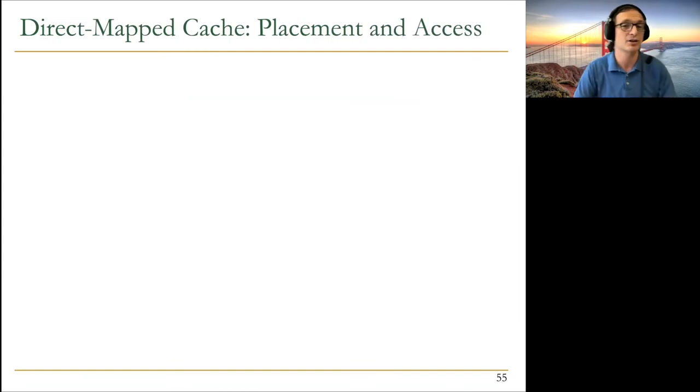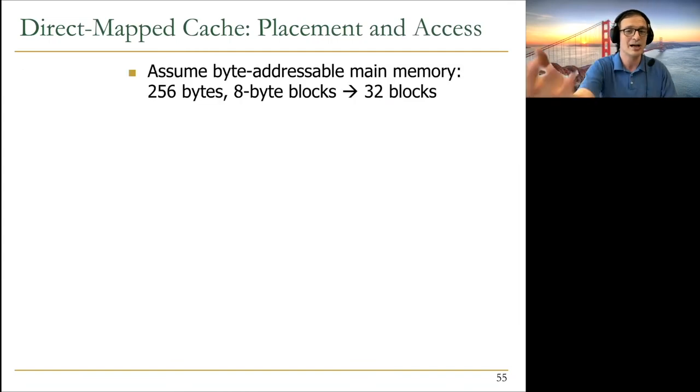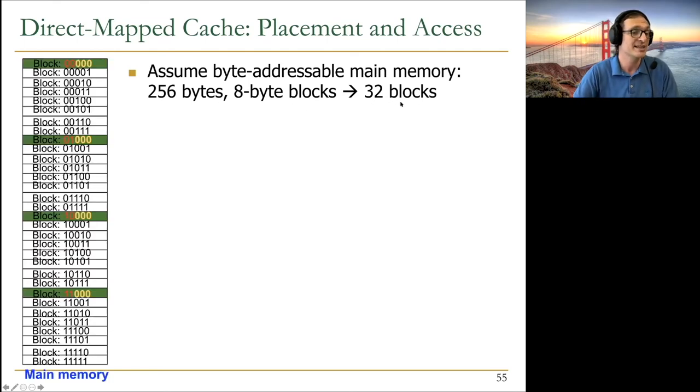Okay, let's talk about this placement and access in the direct map cache. I repeated what I said over here. We have byte addressable main memory, 256 bytes, with 8-byte blocks. So memory has 32 blocks. And this is the main memory, the entire main memory, assuming that the width of each block is 8 bytes. These are the block addresses.